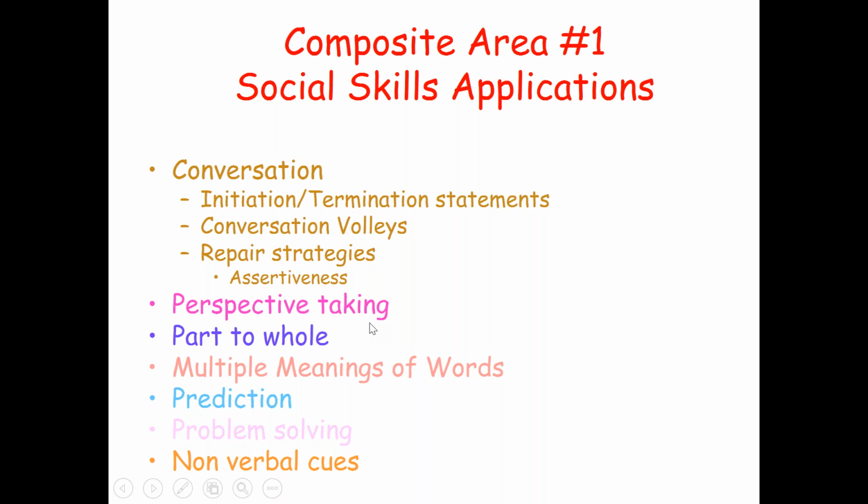Perspective taking, again, if you don't have perspective taking of your conversation or your social skills partner, you're probably going to make somebody angry or alienate yourself, because you're not taking into account the person that you're desperate to play with. Part to whole. Multiple meanings of words. So this is where idioms come into play. This is where students who use colloquialisms or slang or even texting, you know, the social skills application can also be in text or online social media.